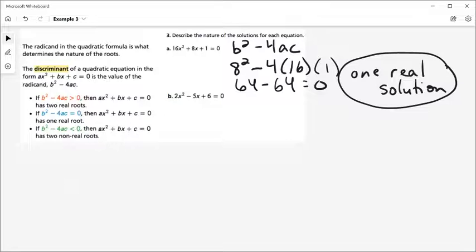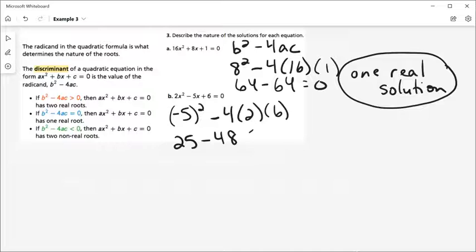In part B, when we evaluate our radicand, we have negative 5 squared minus 4 times 2 times 6, which is 25 minus 48. And the actual value isn't important to us. What is important to us is that this is going to be negative or less than 0, which means that we will have two complex solutions.